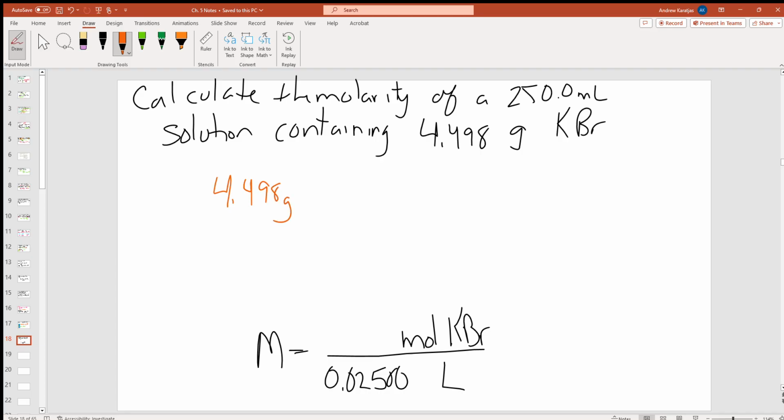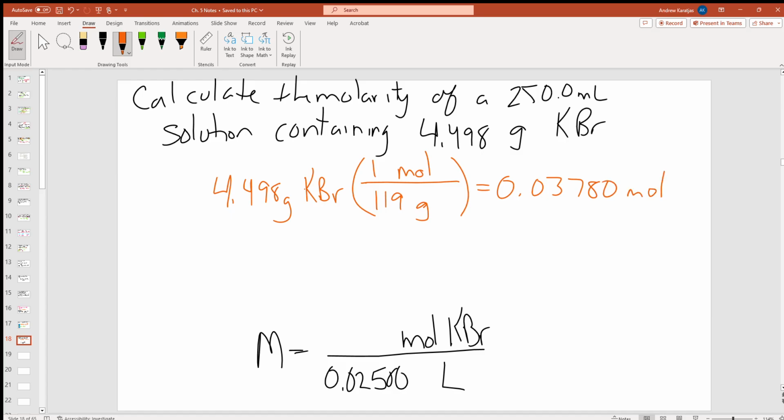And then we need to do our calculation of moles of KBr. 4.498 grams of KBr times 1 mole over 119 grams is 0.03780 moles. So we can now put that into our molarity equation and find that this solution is 0.1512 molar.